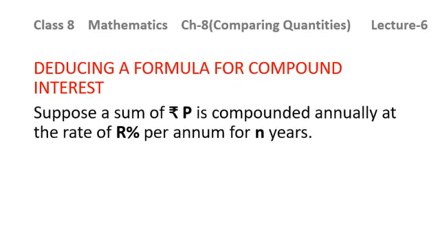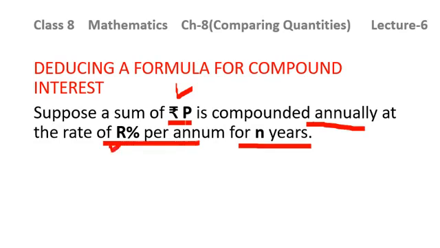Suppose a sum of rupees P is compounded annually at R% per annum for n years. As I need to deduce the formula, a formula is always deduced in the general way. So I have taken rupees P as the sum or the principal, R% as the rate, and time as n years. In general I need to find the formula, so I cannot take a specified amount or a specified rate of interest for a specified number of years.